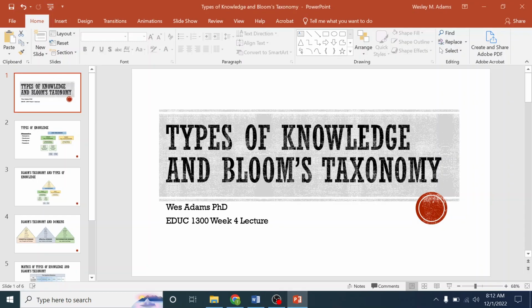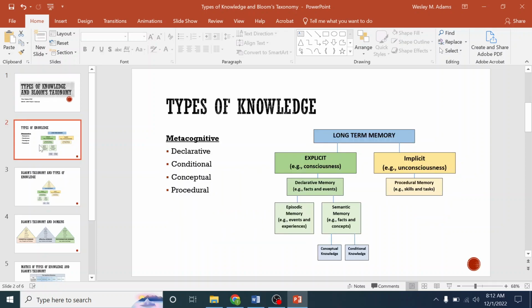Last class period, we talked about types of knowledge and the connection. We kind of led into Bloom's taxonomy. Today, we're going to go more into Bloom's, but I want to give you a quick review. We're really breaking up long-term memory into explicit versus implicit.